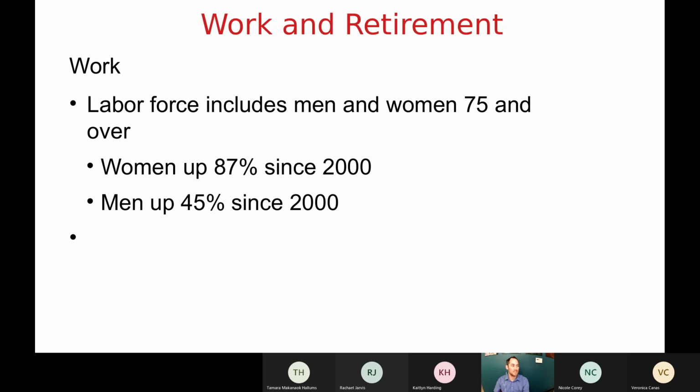Actually, let's get some guesses from students. If you're looking at the slides on your own, you can go ahead and see what the reasons are. But why do you think so many more people are working past age 75?